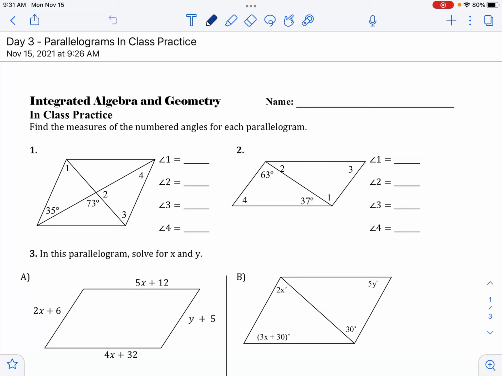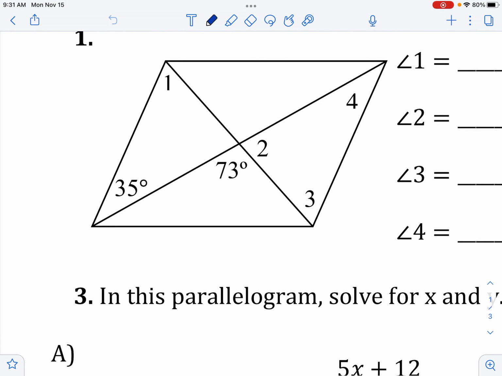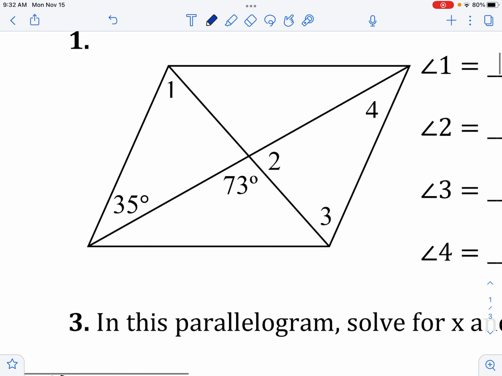All right, so this is an in-class practice for parallelograms, so there's nothing new that will be in this lesson. It's just practice, so it should go pretty quickly for a screencast. All right, so first off, I have to read the directions. It says find the measures of the numbered angles for each parallelogram. So please remember these are parallelograms. All properties of parallelograms apply.